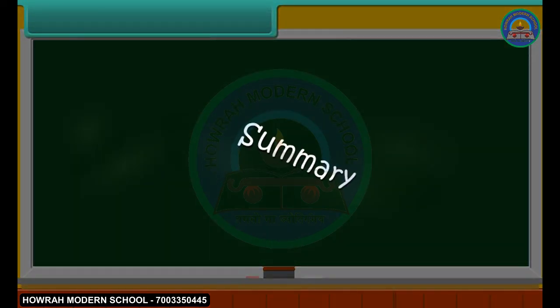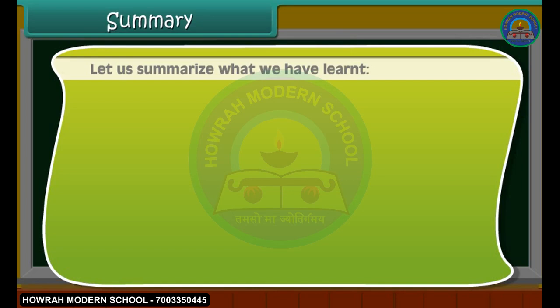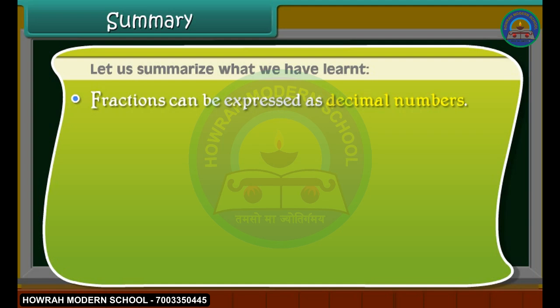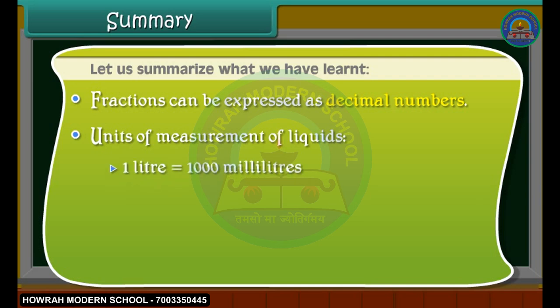Summary. Let us summarize what we have learned. Fractions can be expressed as decimal numbers. Units of measurement of liquids. 1 liter is equal to 1000 milliliters. 1 milliliter is equal to 1 by 1000 liters.